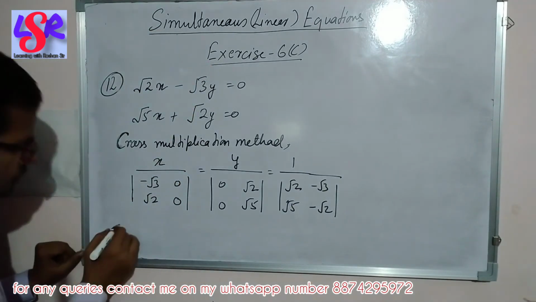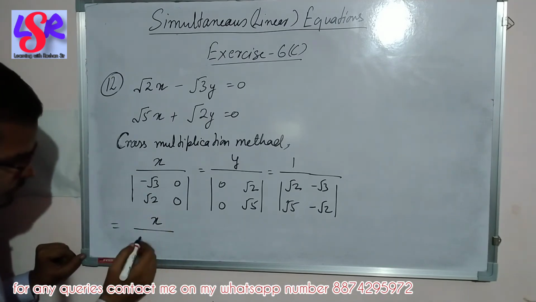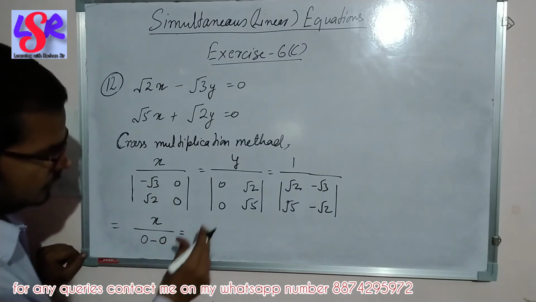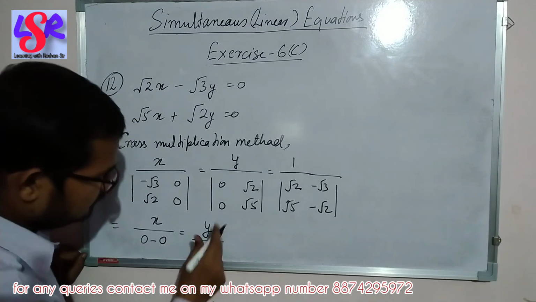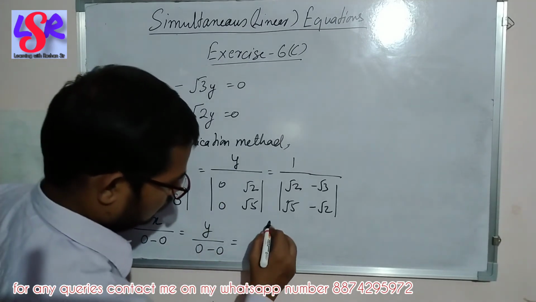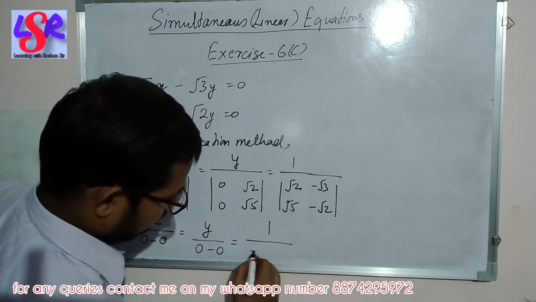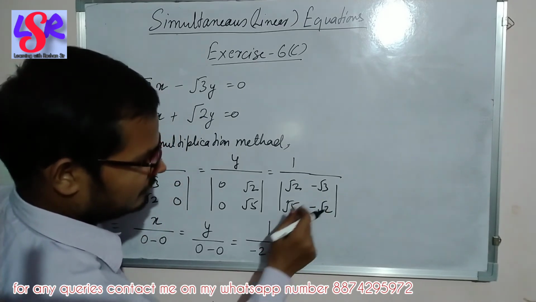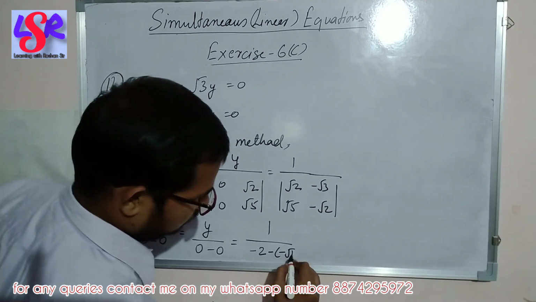Now we are going to solve it, and this will be x upon this into this 0 minus this into this 0 again. So equals to y upon this into this 0, and this will also be 0. Here equals to 1 upon root 2 into this one, that is minus 2, minus root 5 into root 3, that is minus root 15.